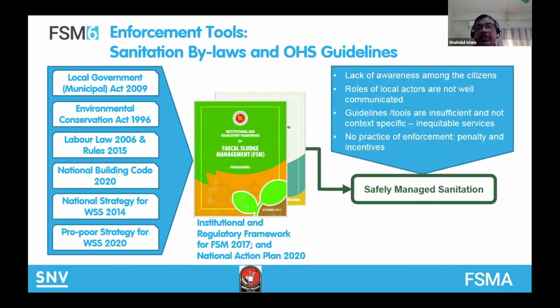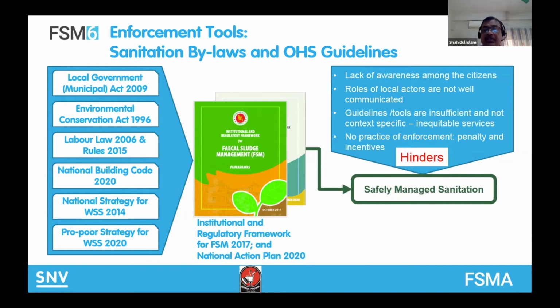However, at the local level, we found a lot of issues that hinder accelerating the achievement of safely managed sanitation by the targeted time frame. Among them is the lack of awareness among citizens: people do not know what the legal, environmental, and health compliances are, or the equity issues. Also, though the roles are defined in the regulatory framework, they are not well communicated among the actors responsible for sanitation in the cities. And the guidelines and tools are still insufficient and not context specific, so equitable services are not provided.